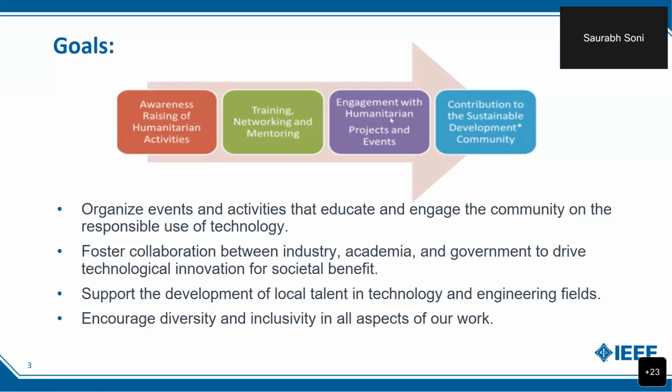Second is training, networking, and mentoring. If you found out something, the immediate next parameter is whether you have trained people, a network, or mentors available for that. What actually happens is we know the objectives and the problems, but we don't have skilled trainers or people to take that project ahead. So this is the second important parameter for being active or initiating any humanitarian project.